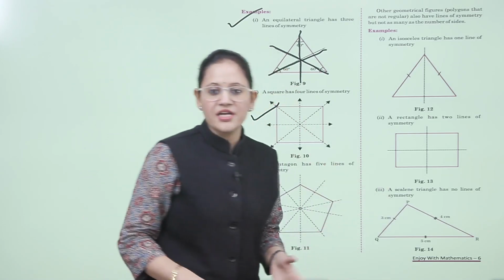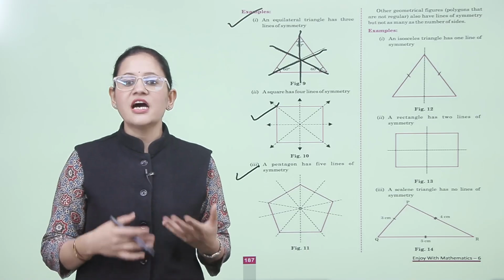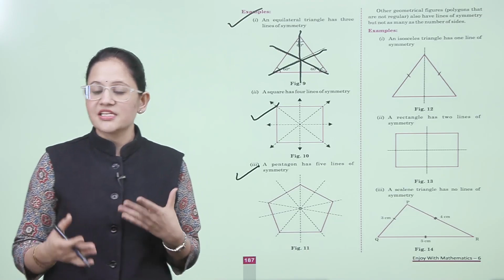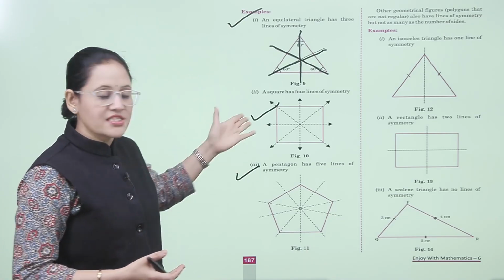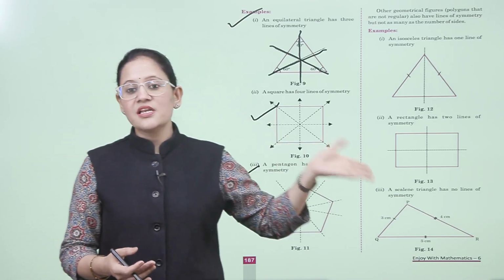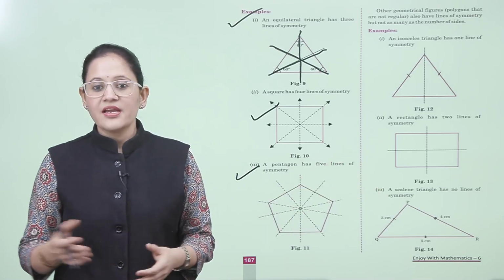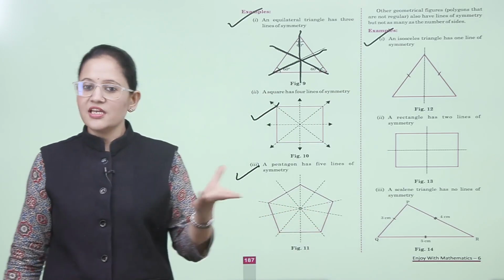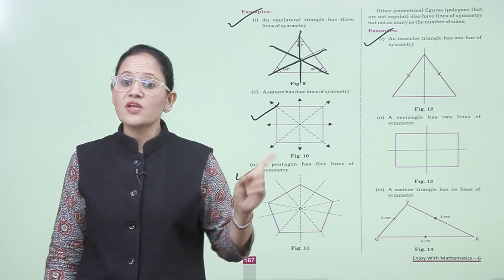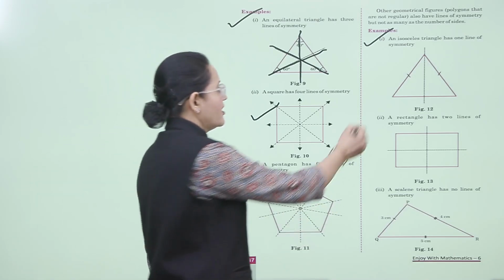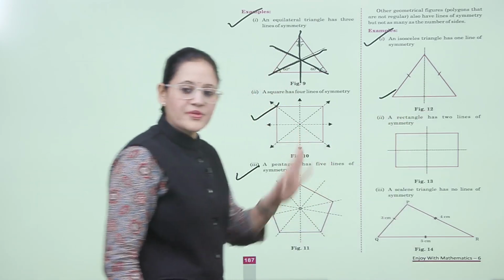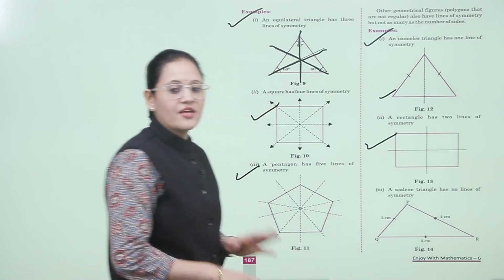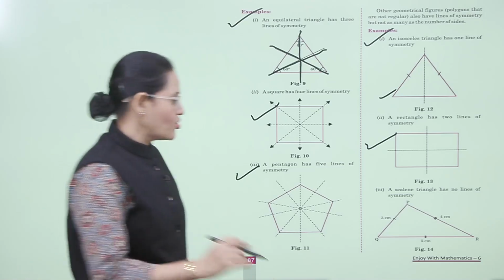Other geometrical figures or polygons that are not regular also have lines of symmetry, but not as many as the number of sides. In these regular polygons, you can see they have as many lines of symmetry as the number of sides. Now we will take the example of an isosceles triangle. In an isosceles triangle, any 2 sides are equal, it has only 1 line of symmetry, like here you can see. A rectangle, opposite sides are equal, it has 2 lines of symmetry. A scalene triangle, all sides are different, so it has no line of symmetry.